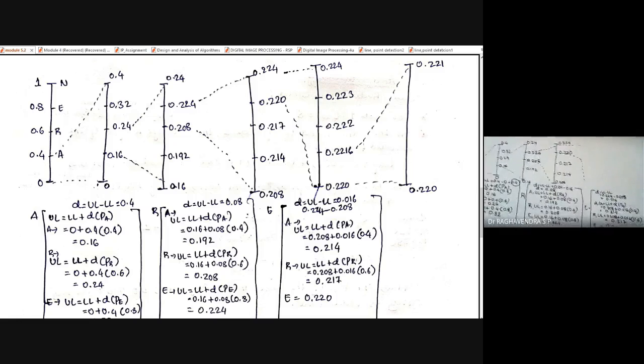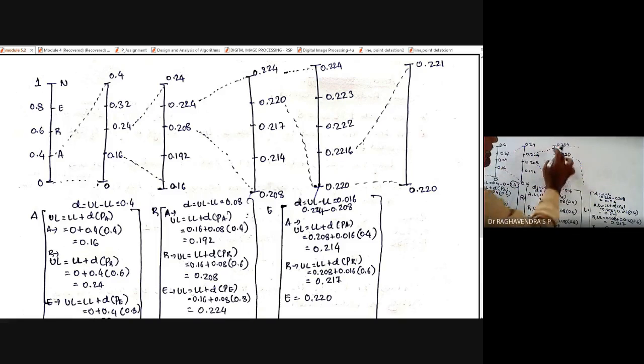Now, we have completed A, we have completed R. Now we should go for the next, which is N. We have to divide again. For N, this is the segment we have to expand. So we have to expand this region because this contains N. I am expanding N, I am scaling. So what is the upper limit and what is the lower limit?